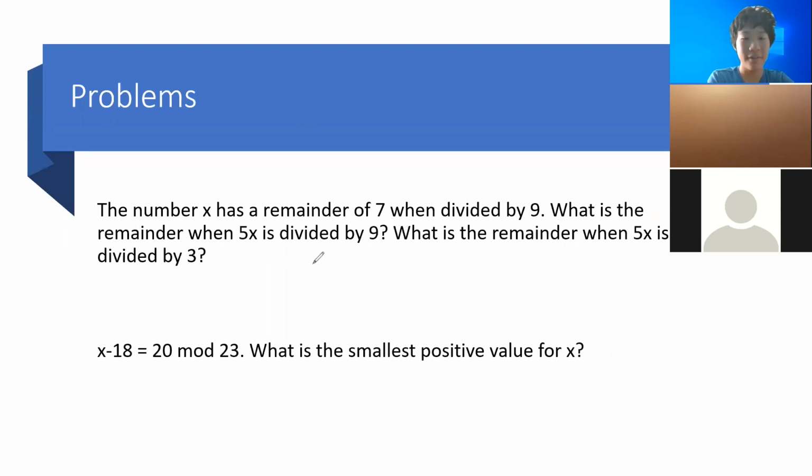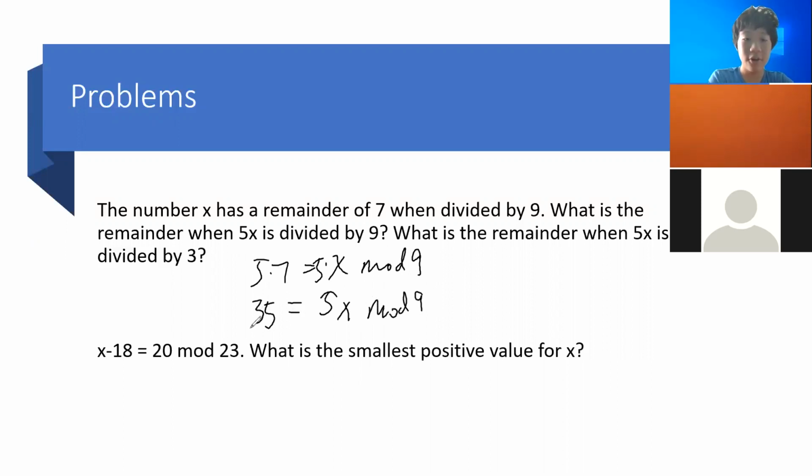So basically we have x mod 9 equals 7. Now we've got to multiply each side by 5. So 5x mod 9 equals 35. So 35 is the remainder when we divide by 9.